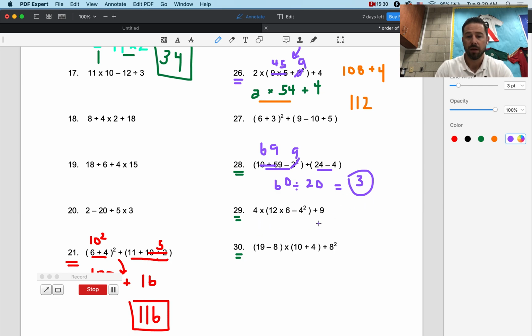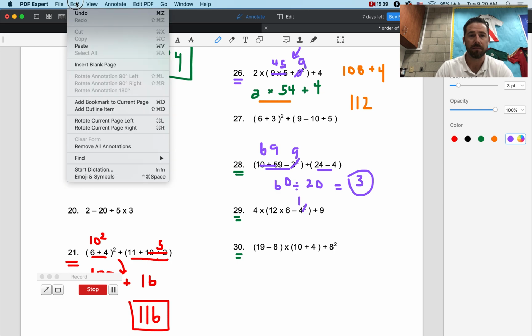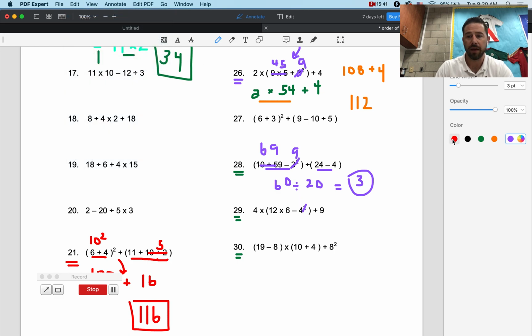Okay, next, let's attack the parentheses first. Inside of the parentheses, let's attack the exponents first. 4 squared is 16. I should have changed that color, yeah? 4 squared is 16. And now let's attack this because we did our exponents. Let's do our multiplication next. 12 times 6, I think, is 72 minus 16. 72 minus 16, 56.